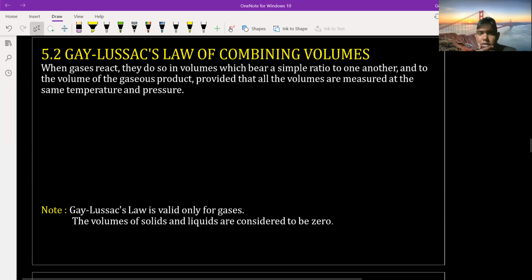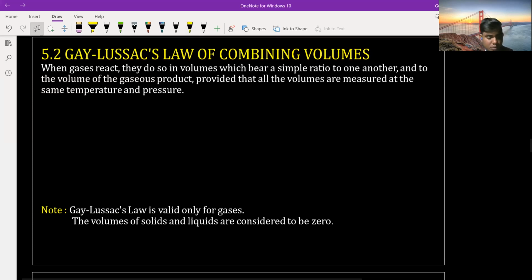Now Gay-Lussac's law of combining volumes. When gases react, they do so in volumes which bear a simple ratio to one another and to the volume of the gaseous product, provided that all the volumes are measured at the same temperature and pressure. Okay, means Gay-Lussac law क्या बोलता है?